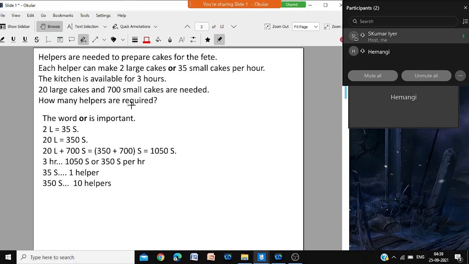So now the word "or" is important. Sometimes we have "and", sometimes we have "or". It implies that 2 large cakes would be equivalent to 35 small cakes. The word "or" implies that these two are equal. So 2 large is equal to 35 small, and you are requiring 20 large. So 20 large would be equal to 350 small. Just multiply both by 10. 2 large equal to 35 small given, so 20 large would be equal to 350 small.